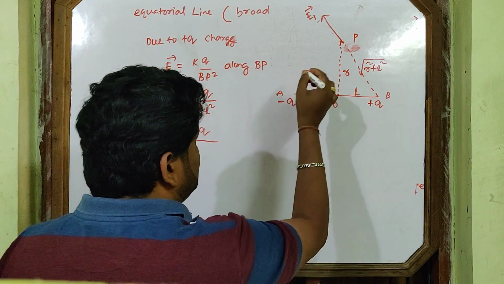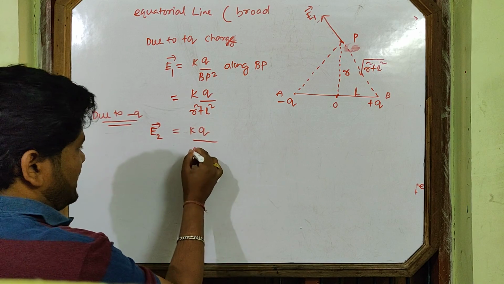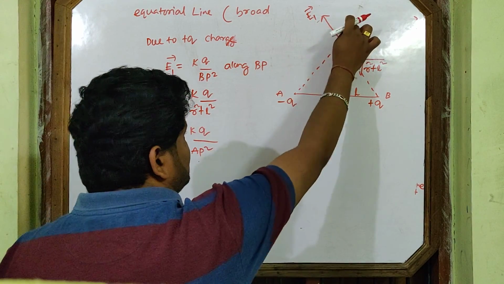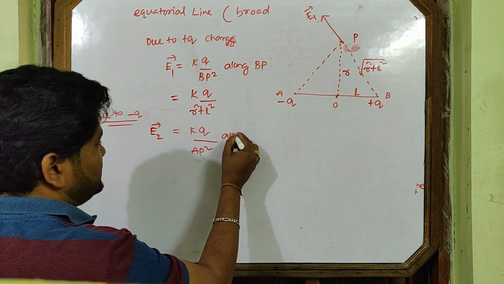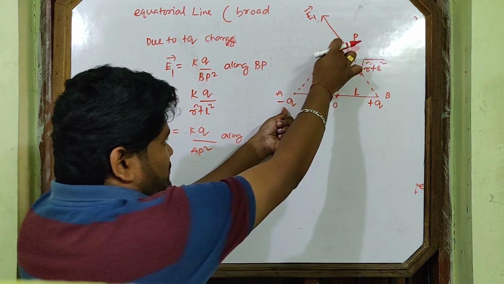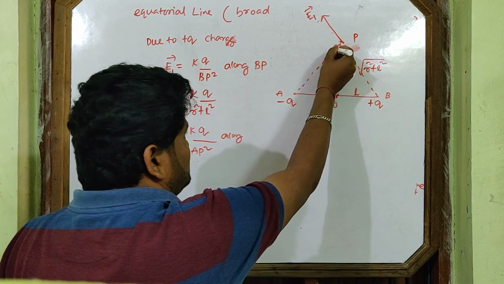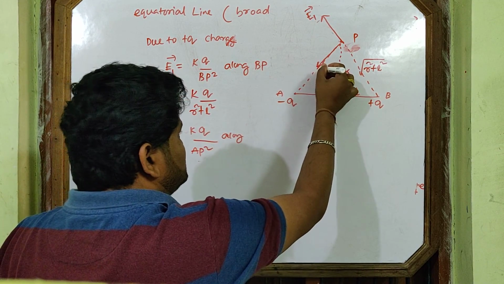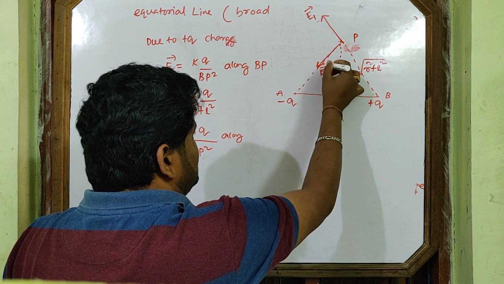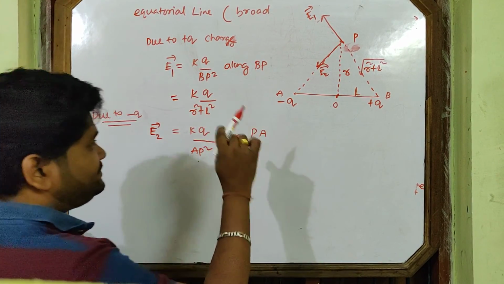KQ minus Q is here, so this line. KQ by AP square, A to P. What is the direction? Minus Q at point P is towards the charge. Minus Q means here it will come towards. So this is which vector? P2 vector, along PA.